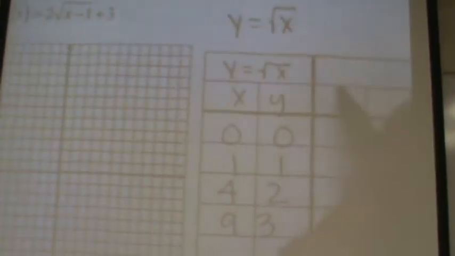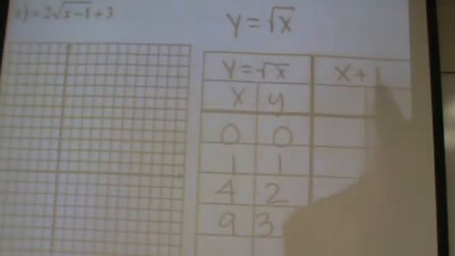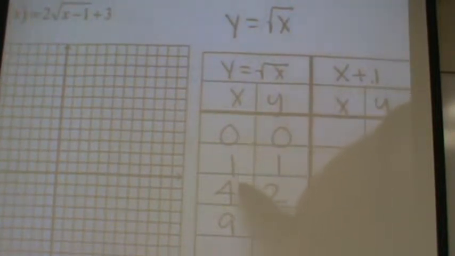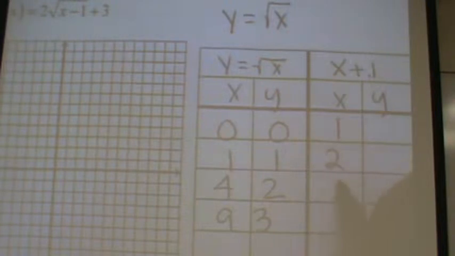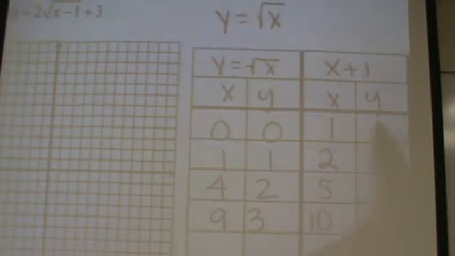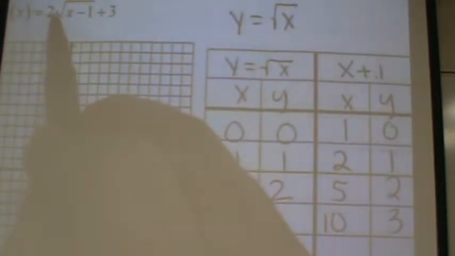What's the first operation you're gonna do? Add 1. Add 1 to what? You're gonna add 1. What did you get when you added 1 here? 1, 2. And then what did you do? Multiply the 1 by 2. The y value gets multiplied by 2. So let's multiply these y values by 2. You get 0, 2, 4, and 6. Keep your x's the same.